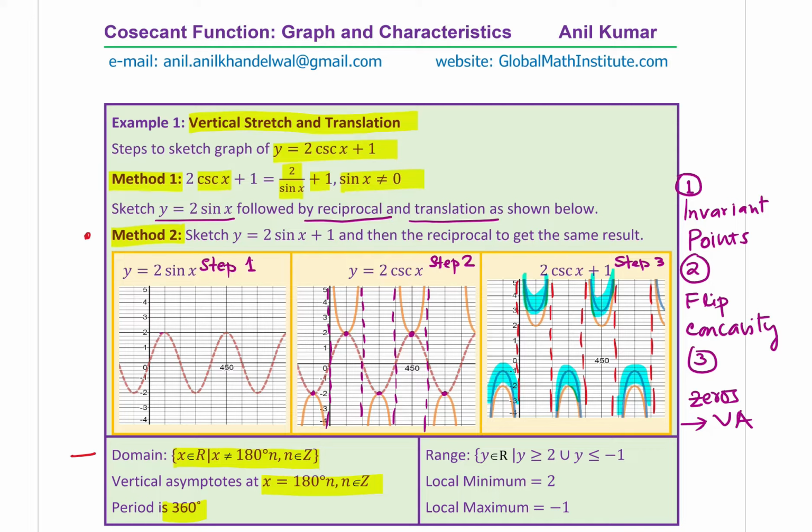And as far as the range is concerned, for the cosecant function in this particular case, since it has been translated 1 unit up and it is also vertically stretched by a factor of 2, the range is, as you can see from here, that y values are greater than or equal to 2 or less than or equal to minus 1. The local minimum is at 2 and the maximum is at minus 1. Correct? So that is how we are going to sketch these functions.